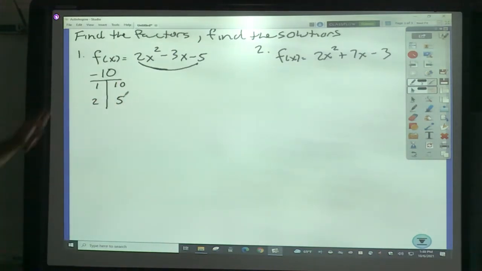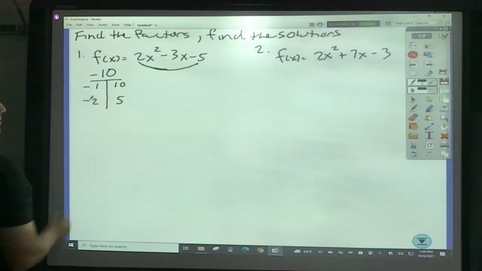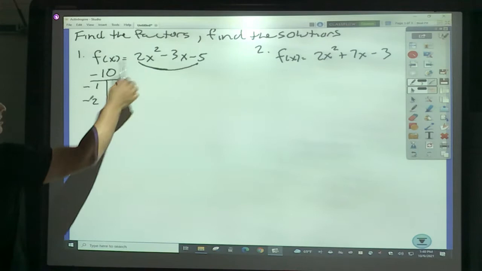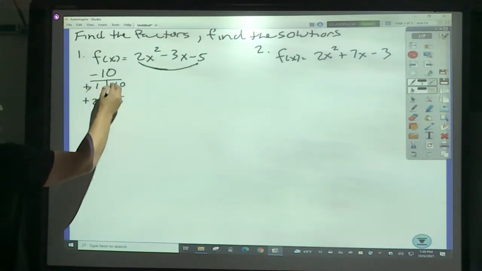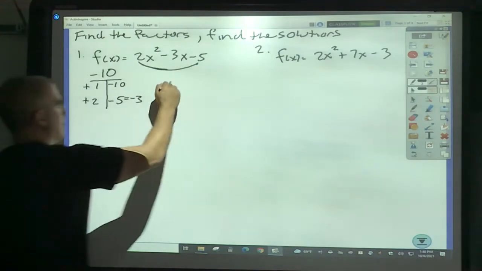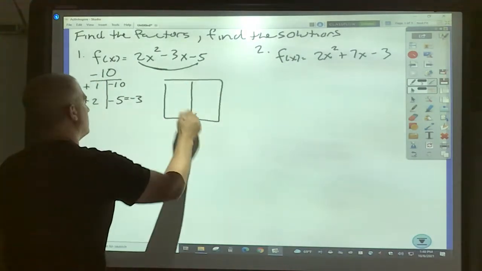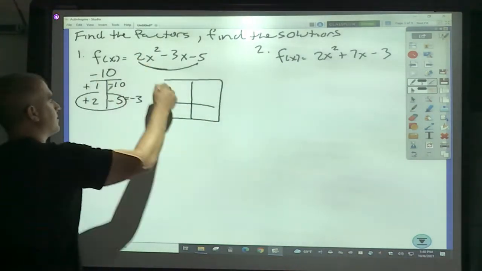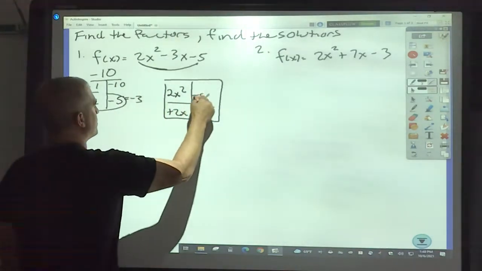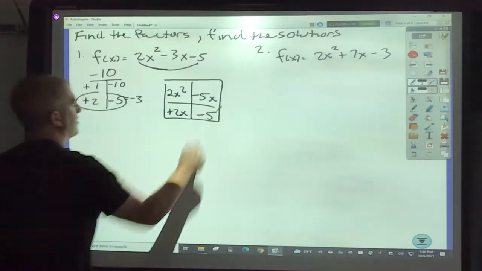Now, since this is negative, I have to try something. First, do any of those add up to -3? No, they don't. This one gets close, but not quite. So I'm going to make this side negative. Well, now these sets do add up to -3. So I would use this. What happens is, first term, it doesn't matter which one you put here, doesn't matter which one you put here, put that right there.